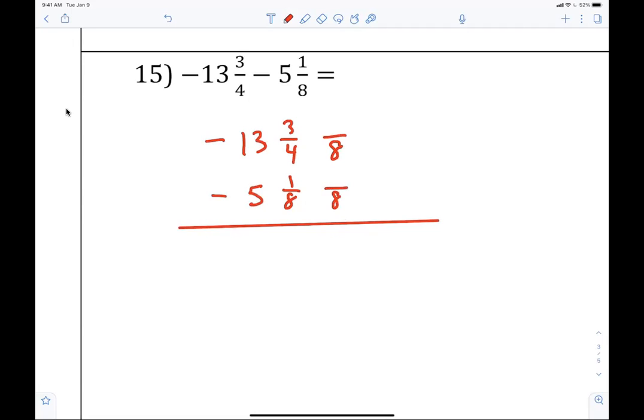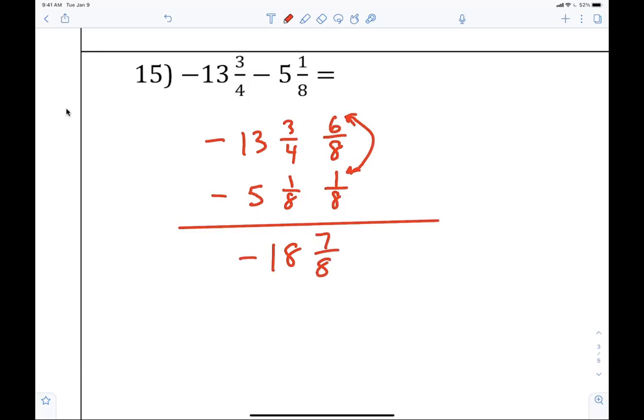So what do I have to multiply the first fraction by? 2. So this becomes 6/8, and the bottom fraction stays 1/8. Perfect. Now, both of them are negative, so we're going to add the fractions. So go ahead and add them for me. Negative 18. And you're just adding them. Oh, wait, 7/8. Yes, there you have it. Negative 18 7/8. Good for you.